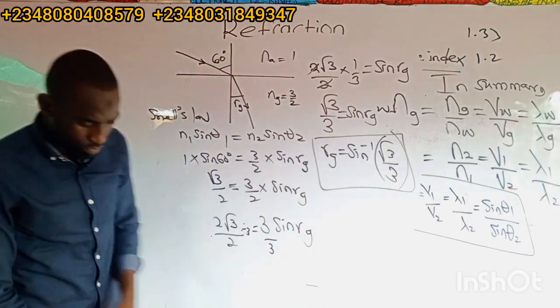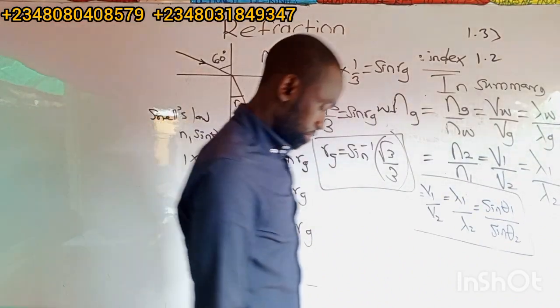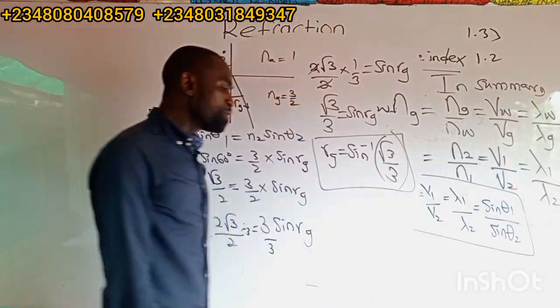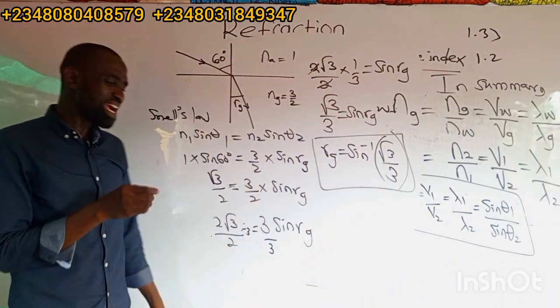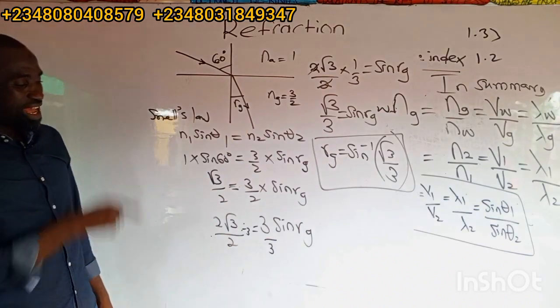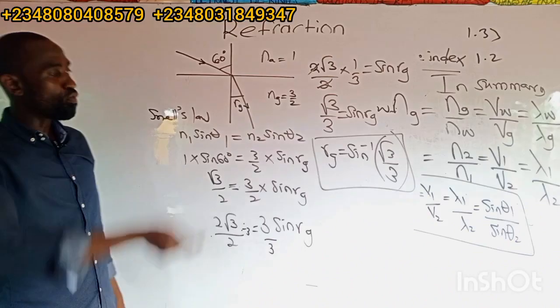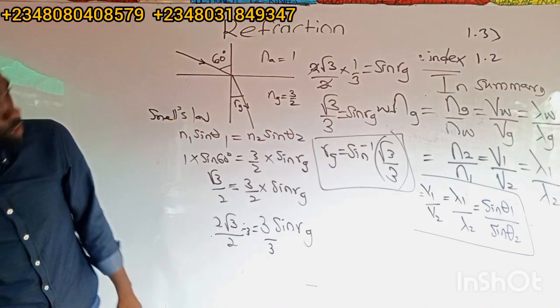Now look at this. We are given the angle of incidence as 60. Then the angle between the partially reflected ray and the refracted ray is 90. We have to find the angle of refraction. Another question.